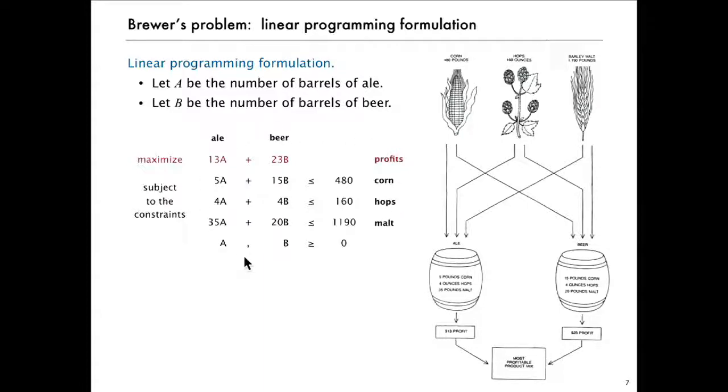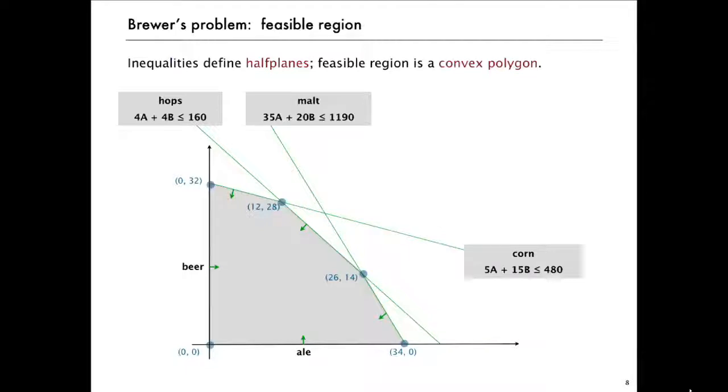So that's linear programming. That's reducing the brewer's problem to a mathematical formulation. So now we want to try to get a better understanding or a geometric intuition on what this thing means.